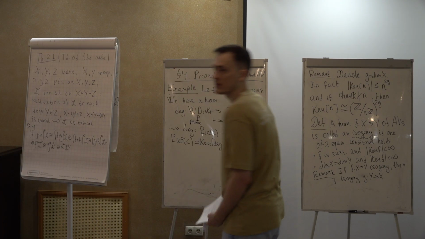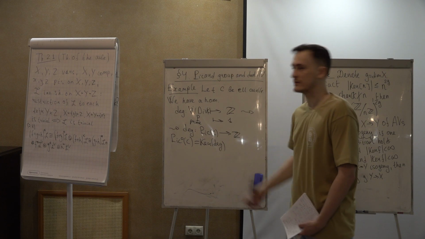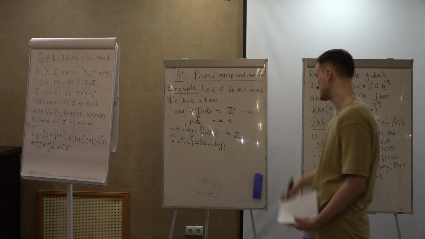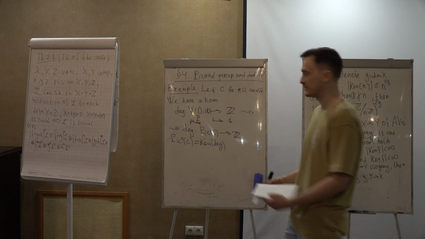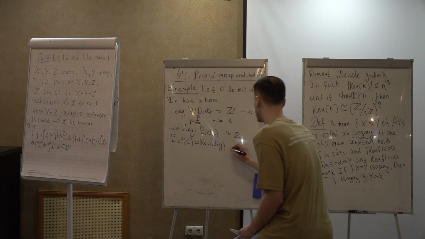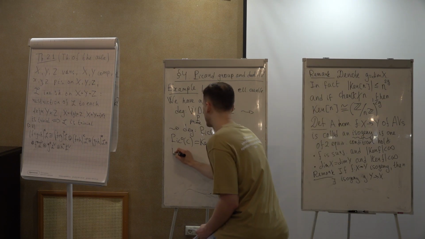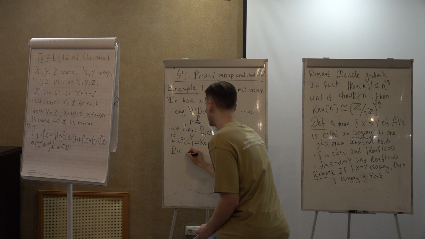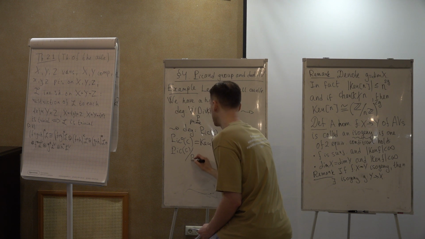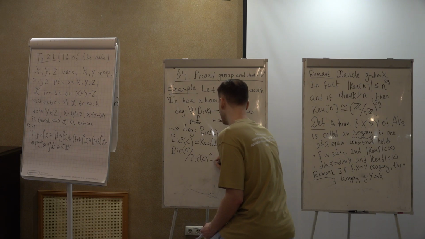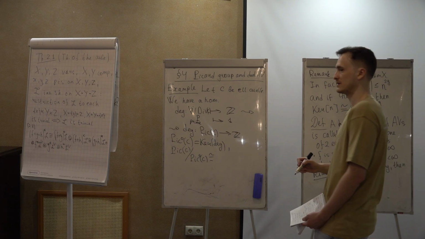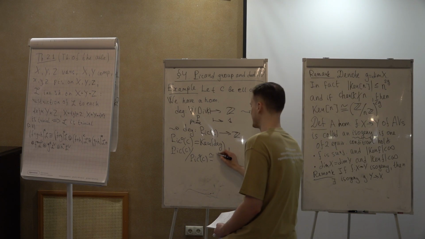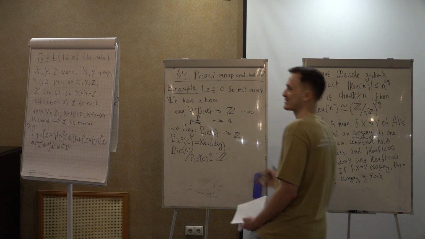So what do you mean by Pic^0? Kernel of the degree. By definition, that's just all the classes of divisors of degree 0. And in this case, we have the quotient Pic C by Pic^0, which is, of course, just what? Z. Just Z, because this map is clearly surjective.